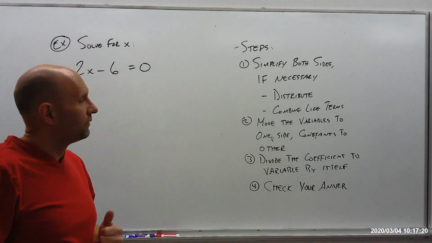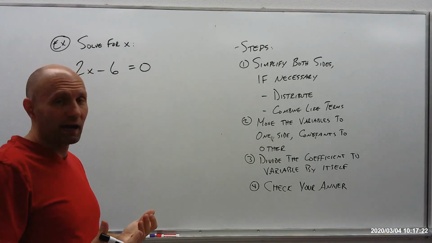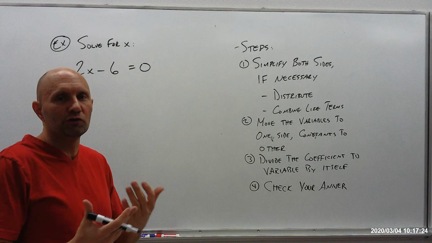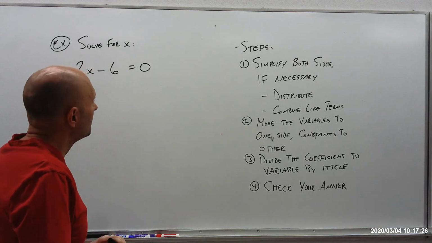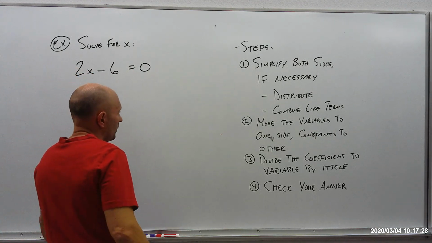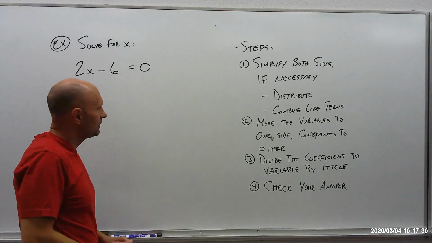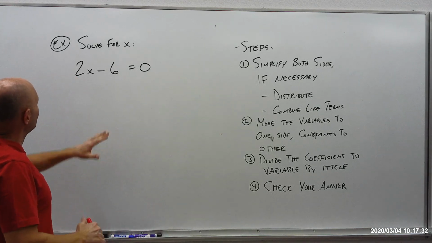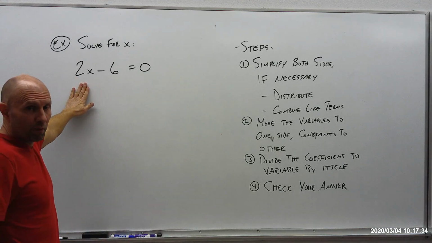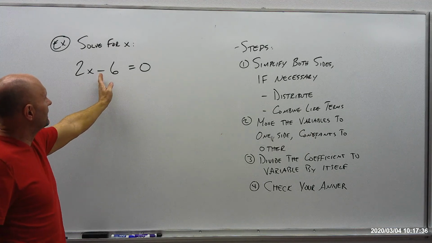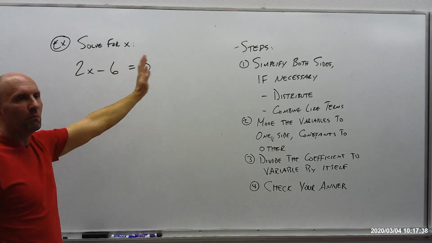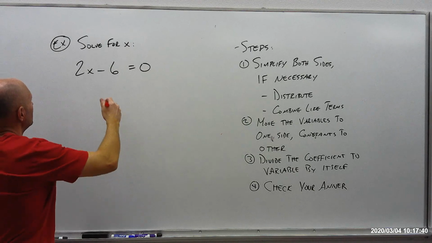So step 1, simplify both sides. It kind of is. There's no distribution. There's no like terms to combine. So I need to move the variables to one side, constants to the other. So if I leave the x part on the left, I want to get rid of the negative 6. I want to move it over to the right side. Well, how can I do that?